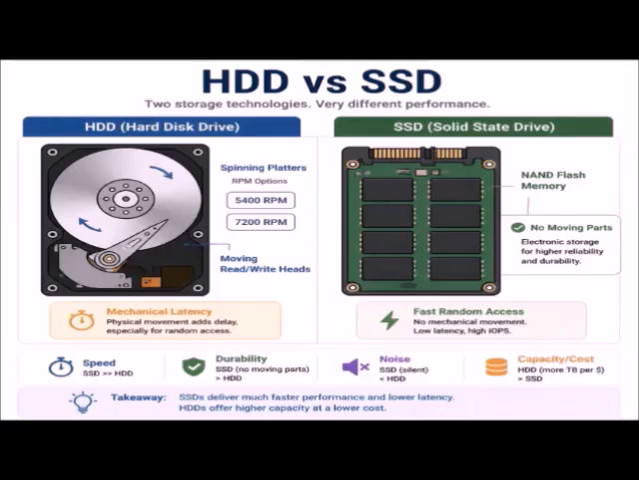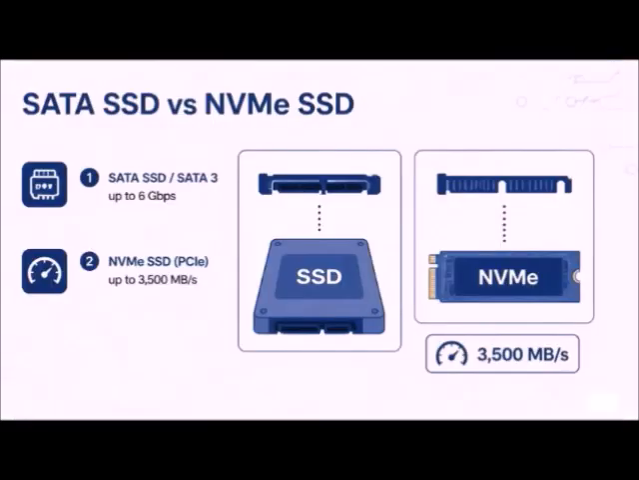Solid-state drives, SSDs, built on non-volatile NAND flash memory arrays with zero moving parts. 2.5-inch SATA SSDs are limited by SATA 3 interface bounds, 600 MB/s. M.2 NVMe SSDs access the PCIe bus directly, delivering transfer speeds over 3,500 megabytes per second.